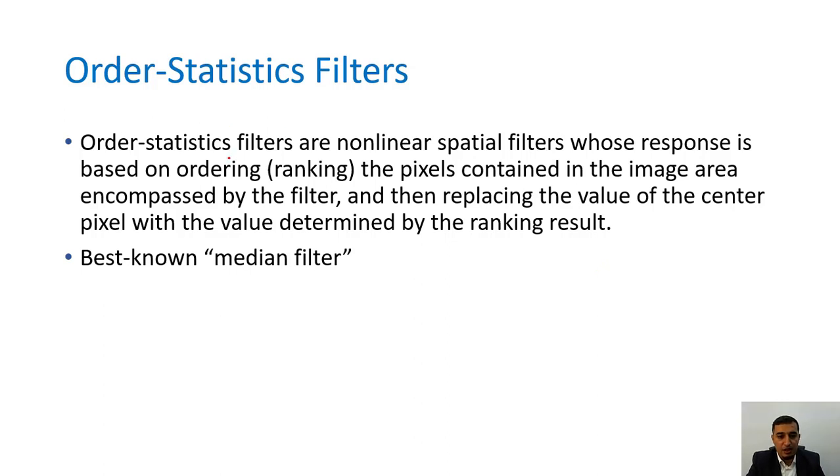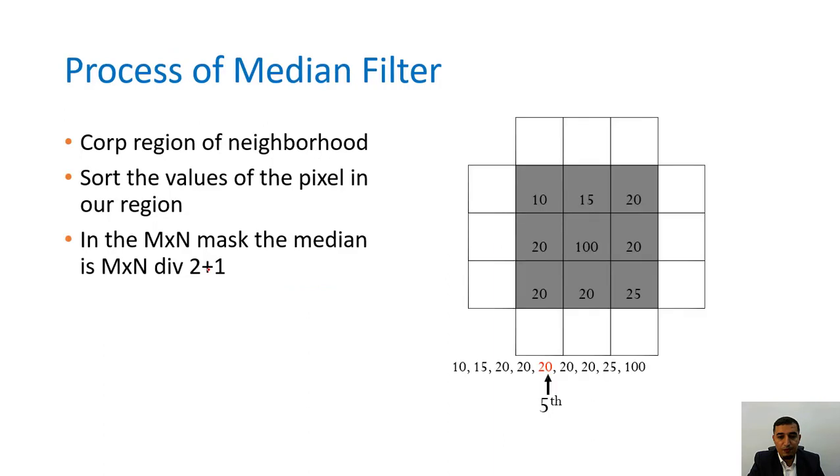The order statistic filters. Order statistic filters are nonlinear spatial filters whose response is based on ordering, ranking, of the pixels contained in the image area encompassed by the filter, and then replacing the value of the center pixel with the value determined by the ranking result. It is best known as the median filter. So we apply the filter for all the pixels, and then we get the best ranking result of all the neighbor pixels, and we apply it to the center pixel.